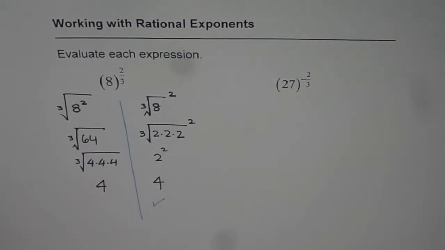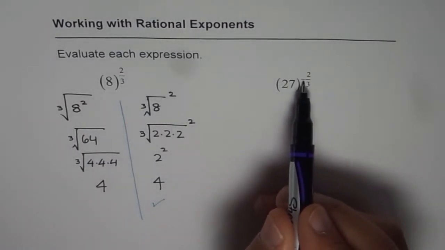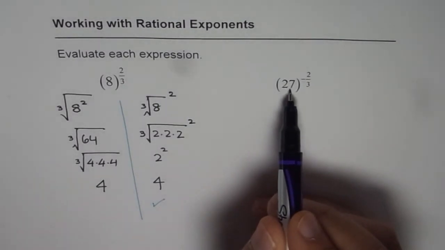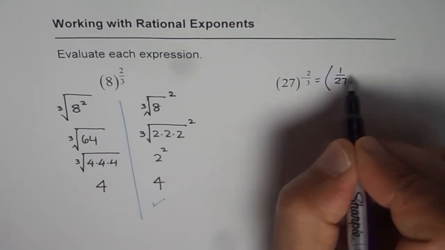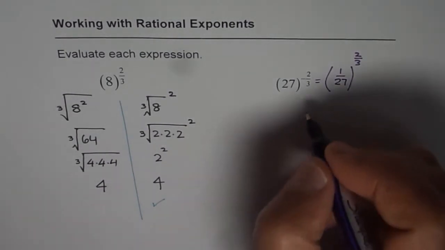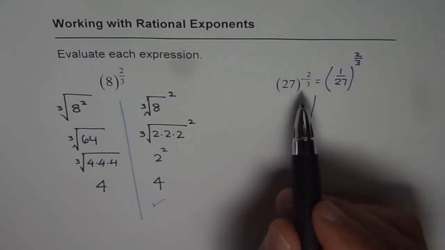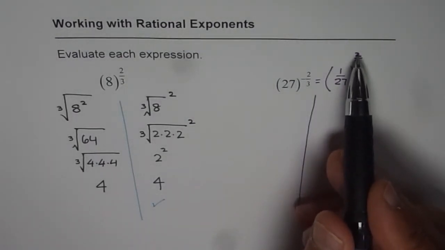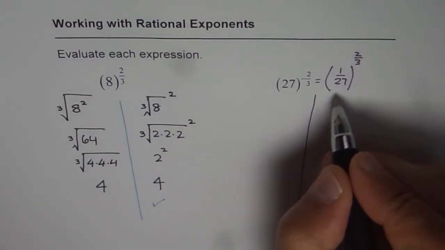Let's try to do the same thing with 27 to the power of minus 2 over 3. The minus will make it the reciprocal of 27, correct? So I can write this as 1 over 27 to the power of 2 over 3. Now let us follow the methods we have just learned and see what we get. Method number 1 is cube root and then square.